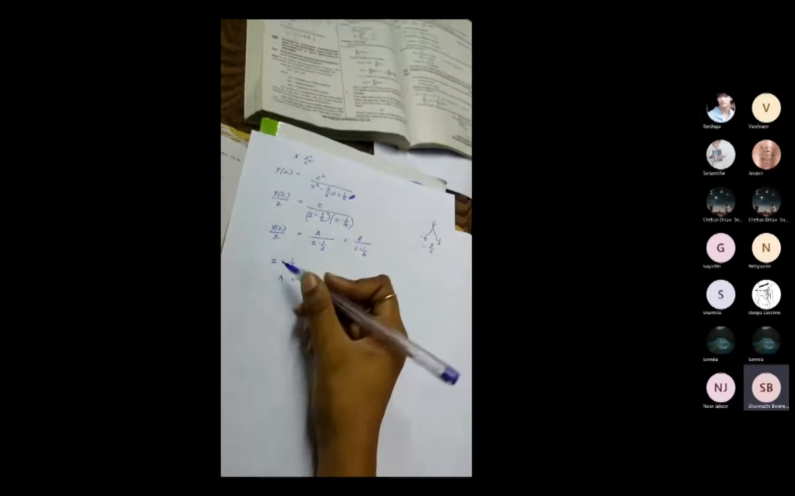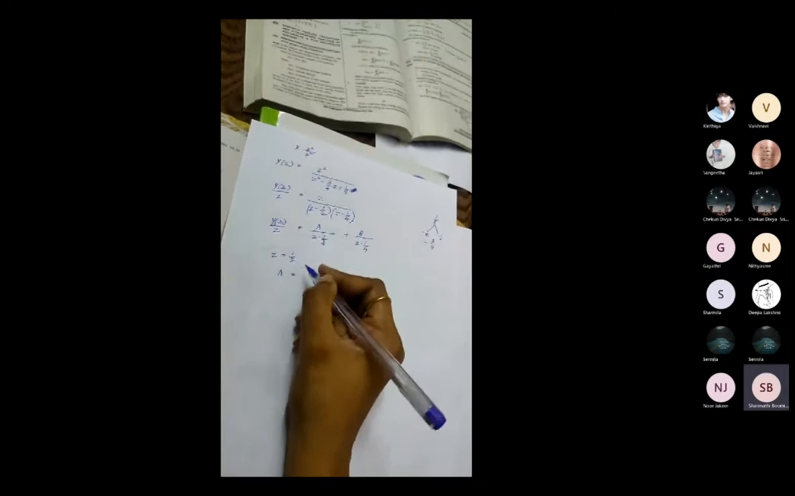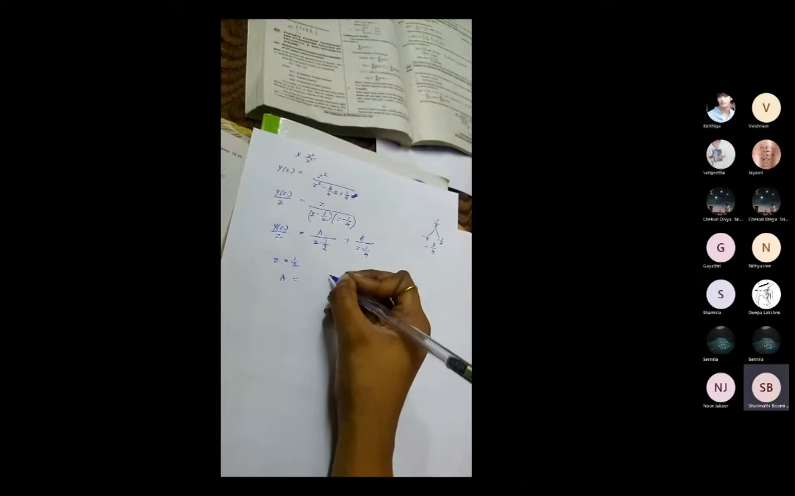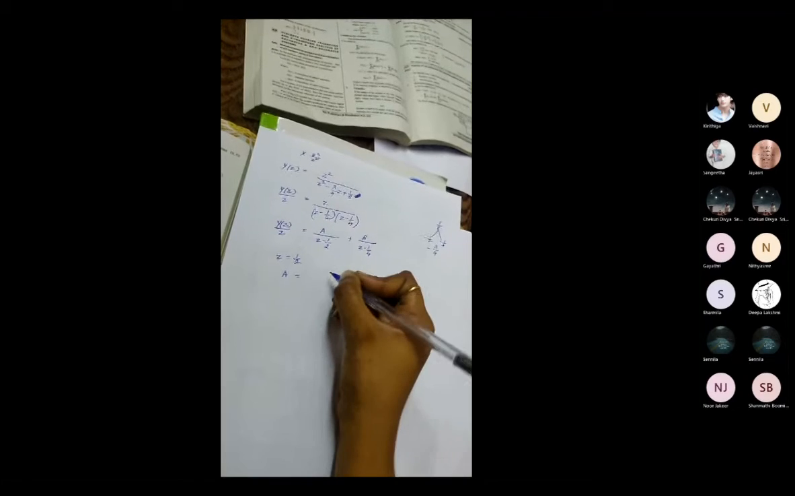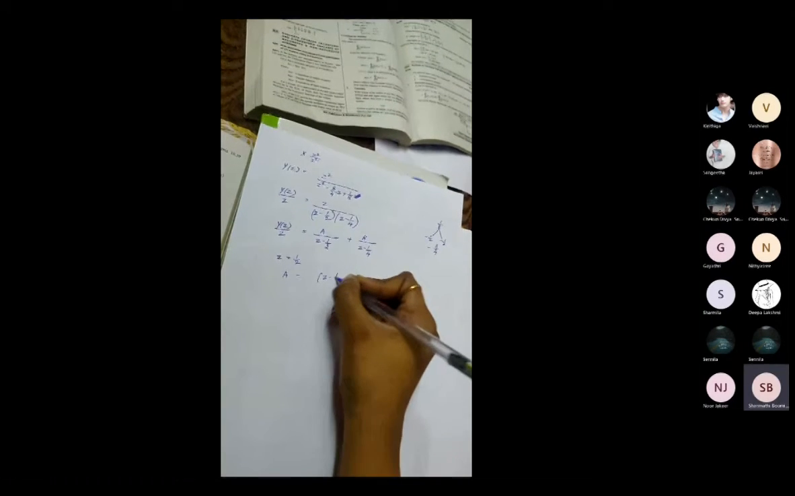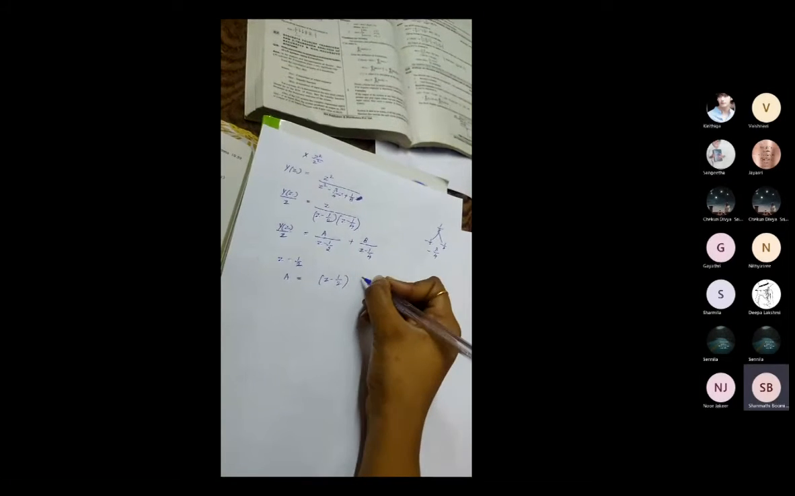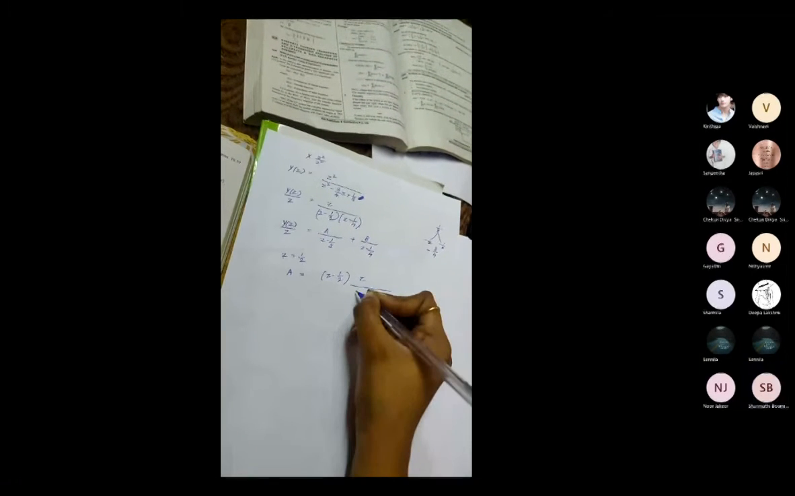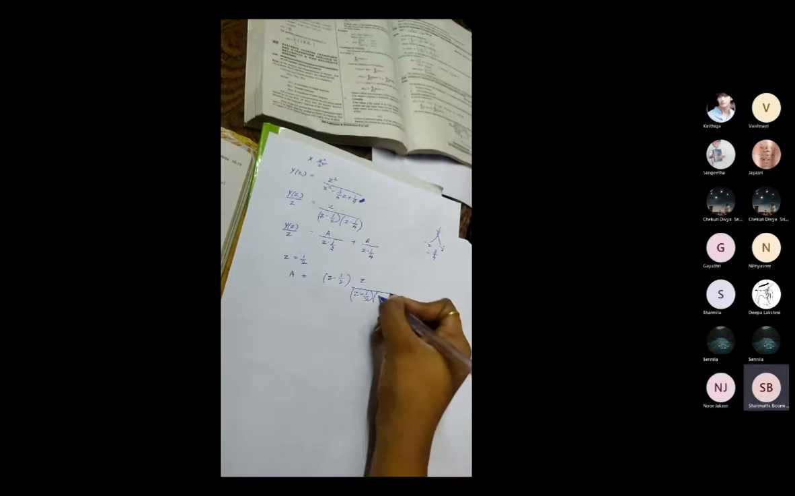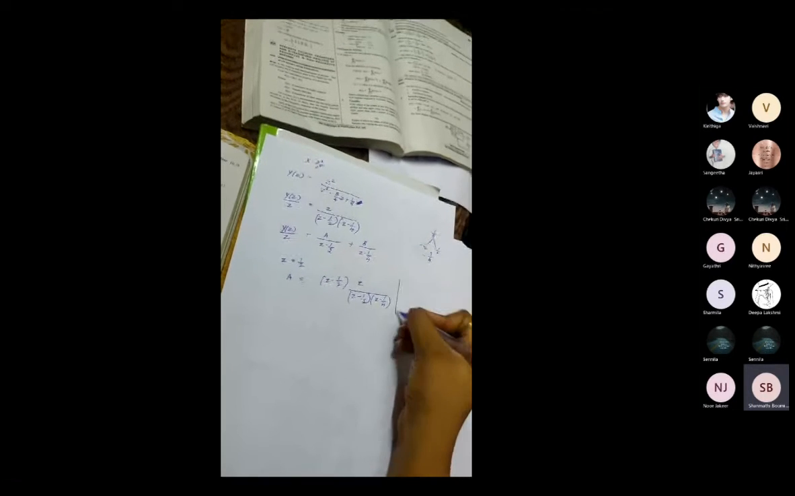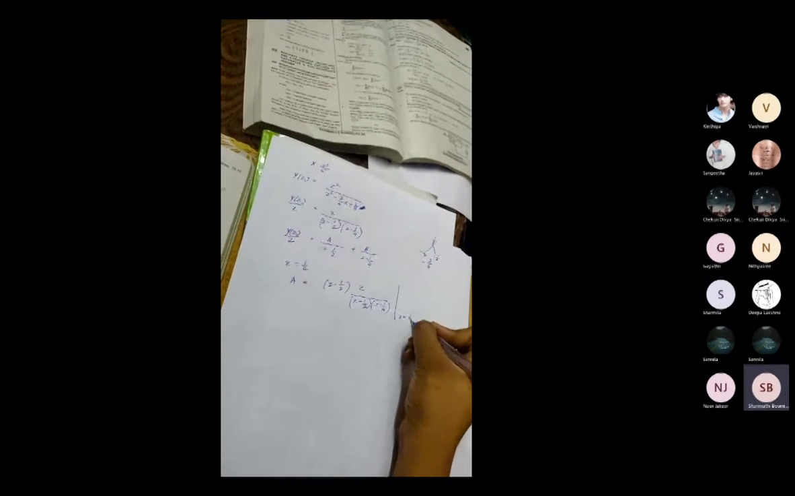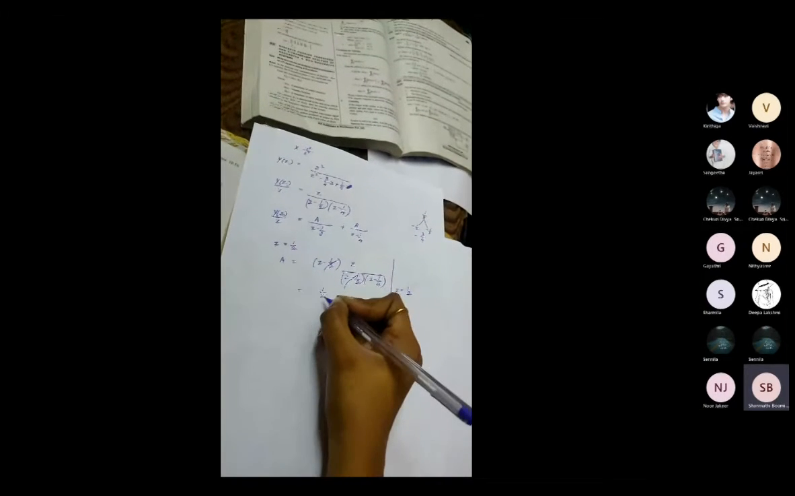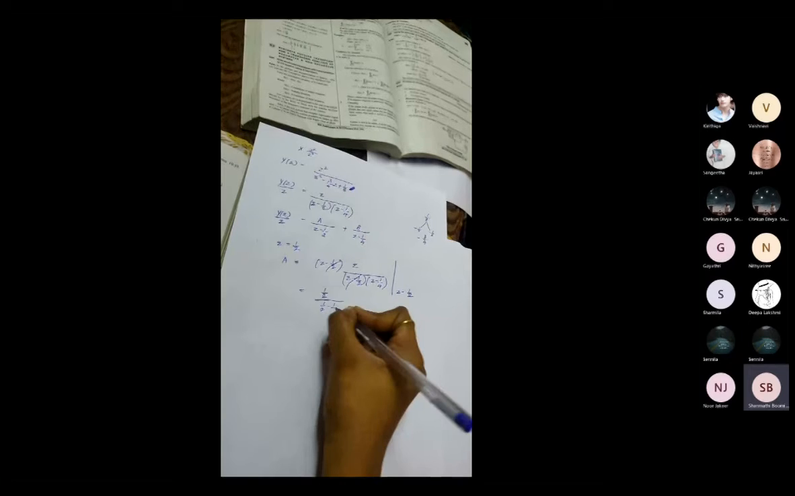So what do we do in the residue method? Z equal to 1 by 2, you should take Z minus 1 by 2. So write the A value as the residue of Z minus 1 by 2 into this X value, Z divided by Z minus 1 by 2 into Z minus 1 by 4, having the pole value Z equal to 1 by 2. This and this will get cancelled. Next you have to substitute the value. 1 by 2 divided by 1 by 2 minus 1 by 4.